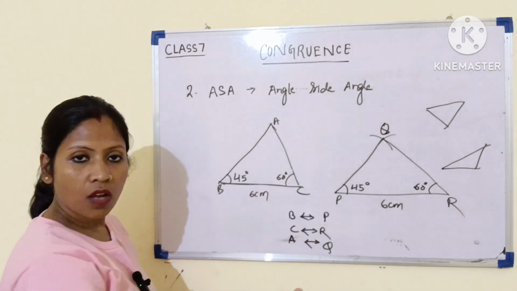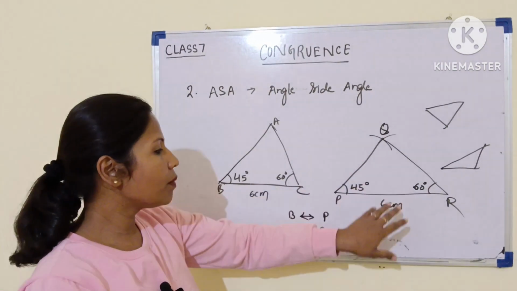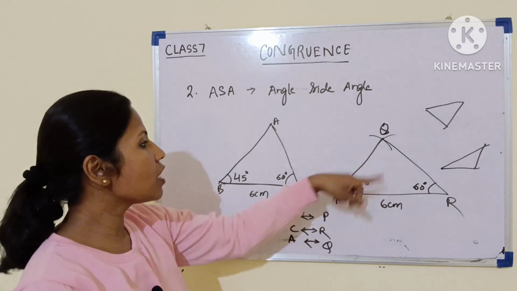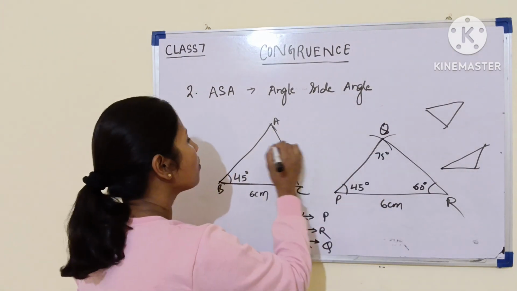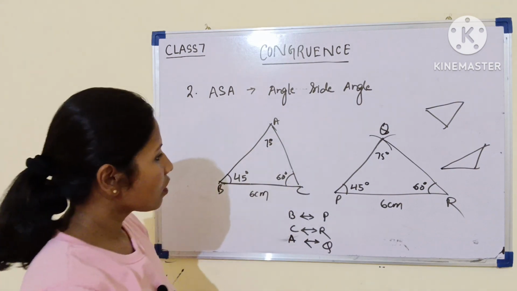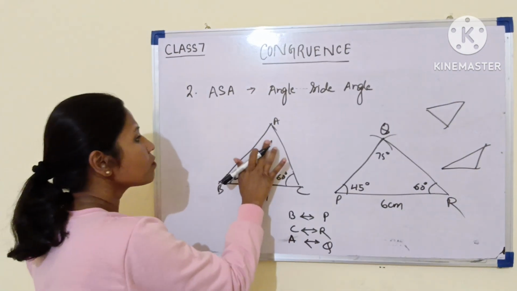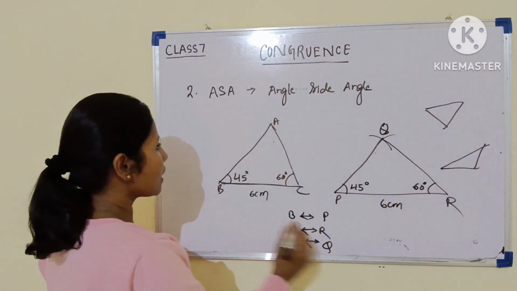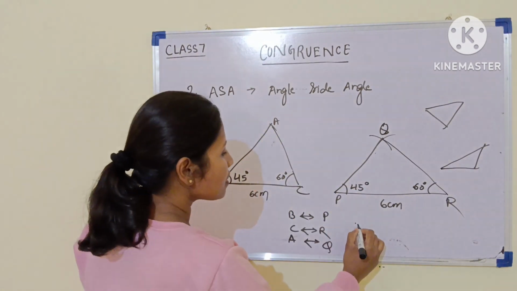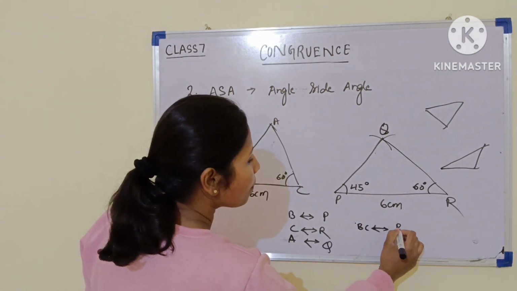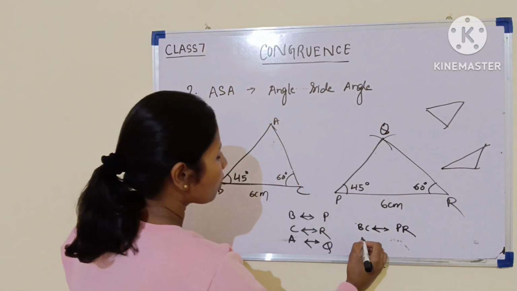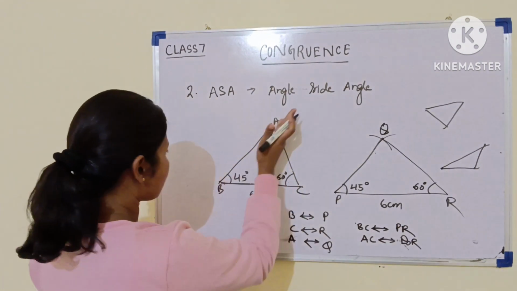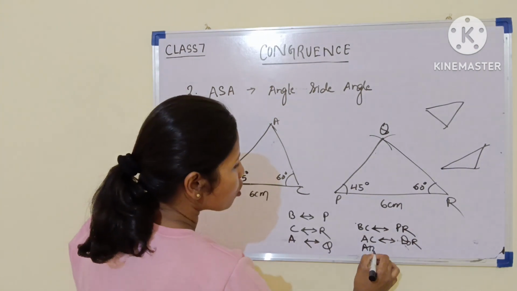If these two angles are equal, the other will be how much? 60 degrees and 45 degrees make 105 degrees, so that will be 75 degrees, and that will also be 75 degrees, right? Fine. So this will be the same. So A corresponds to Q. Like the sides also, first I'll take BC. BC corresponds to PR, then side AC corresponds to QR, and AB corresponds to QP.